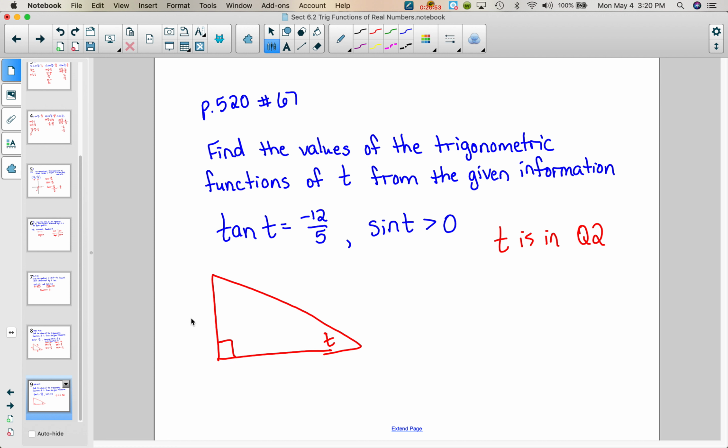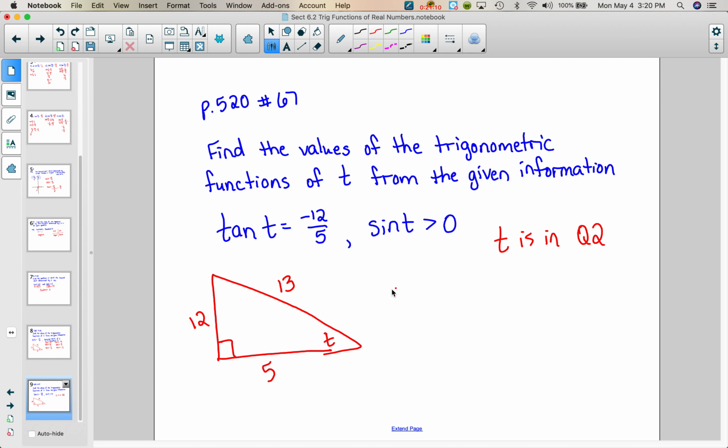So we have 12 and 5. Again, not drawn to scale. My triangles all look the same. So then this is going to be 13. You can do the math, but 5, 12, 13 is a Pythagorean triple. So that's what that is called.